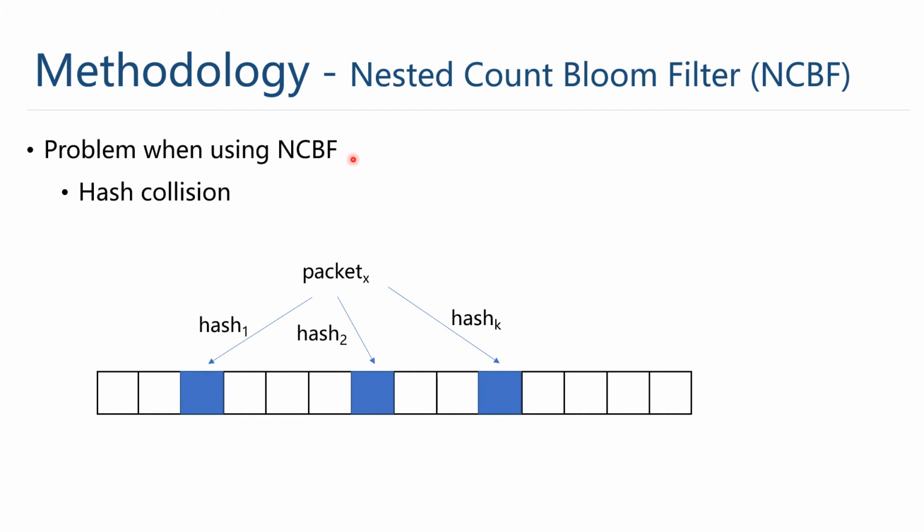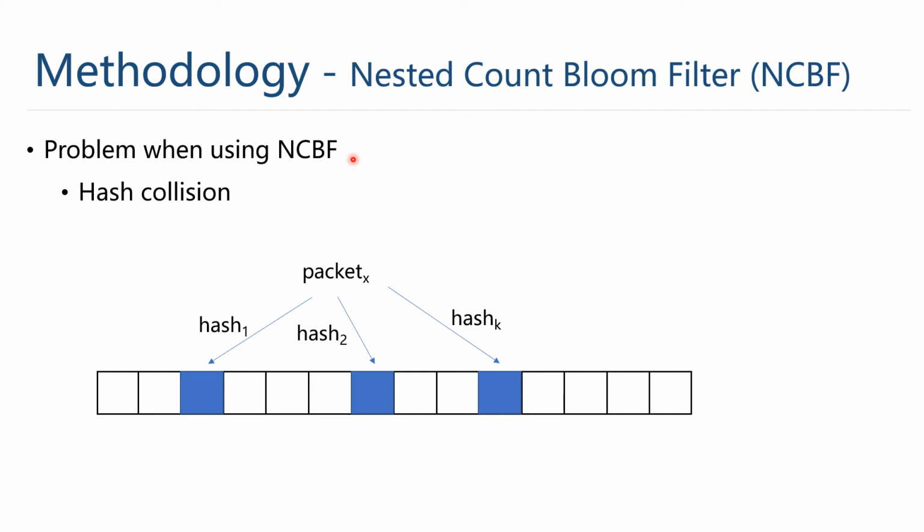NCBF structure also has the same problem as BF. If too many data packets are inserted, there is a certain probability that the later data packets will be mapped to the wrong block, causing errors in the statistical data of the block.